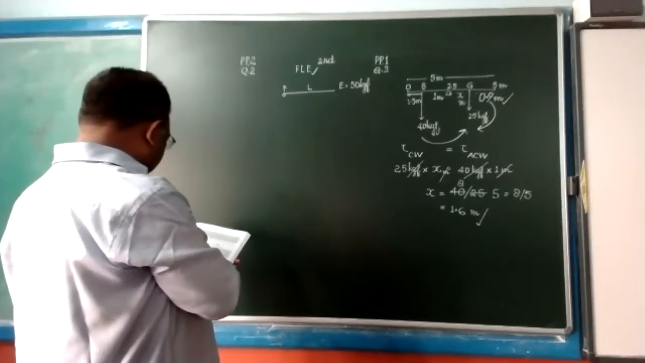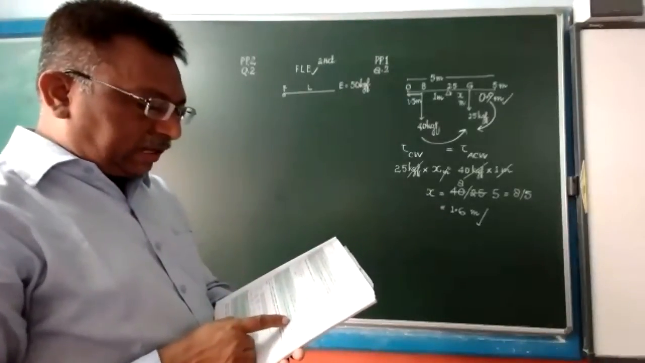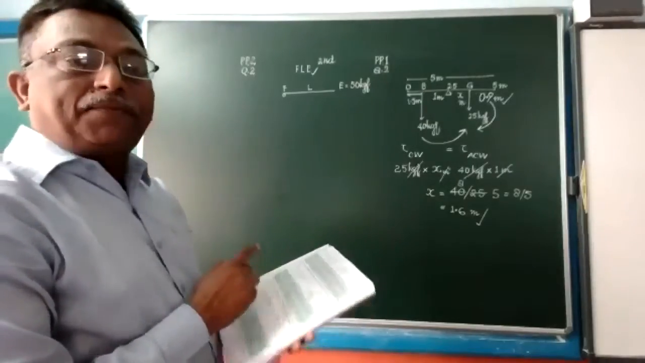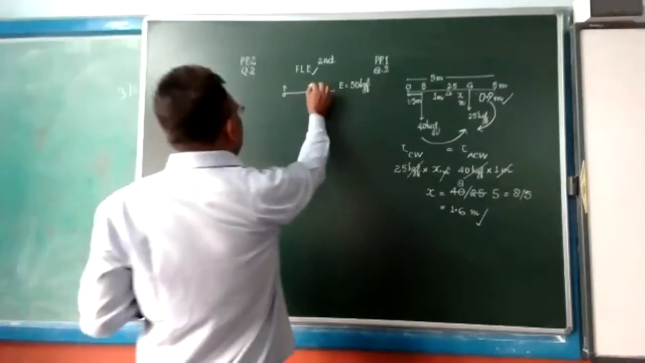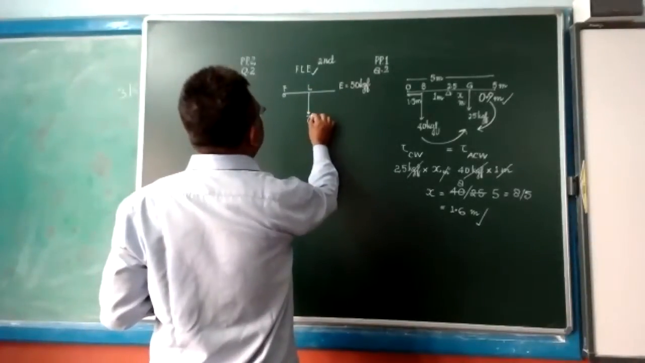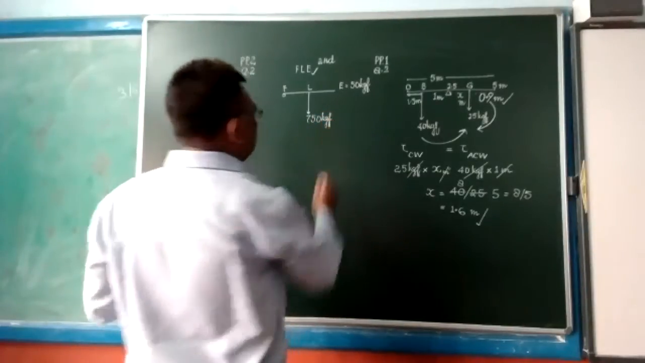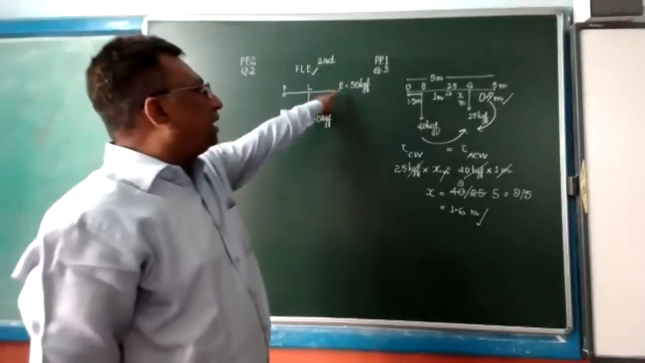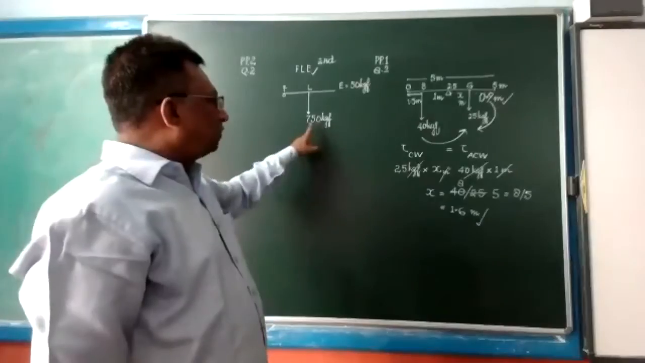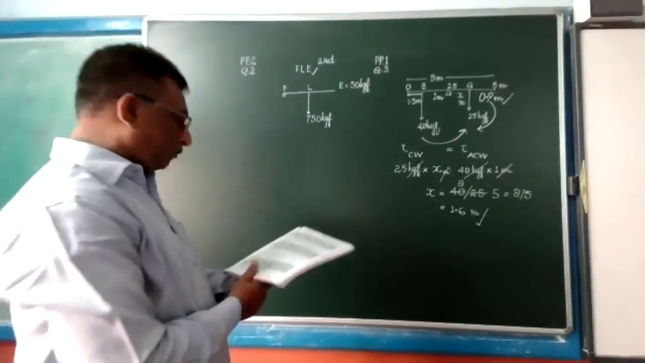Next, an effort of 50 kgf is applied at the end of a lever of second order, which supports a load of 750 kgf, kilogram force. So load is given. What is the load? 750 kgf. Clear? So by applying this effort of 50 kgf, this load of 750 kgf can be overcome.